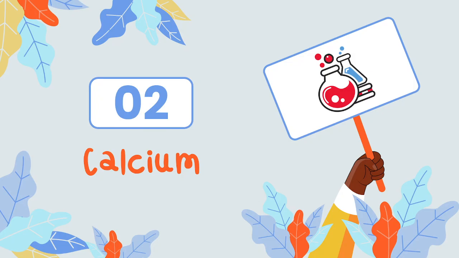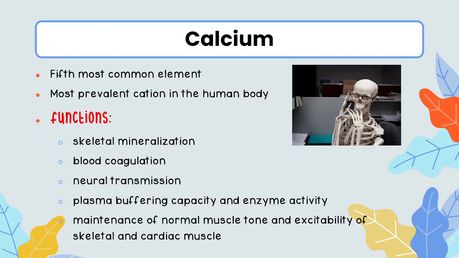Now we will proceed with calcium. Now, calcium is considered as your fifth most common element, and it is the most prevalent cation in the human body. Now, of course, whenever we talk about calcium, first thing that would always come to our mind would be all about your bones. So, syempre, because calcium is involved in your skeletal mineralization, blood coagulation, neural transmission, plasma buffering capacity and enzyme activity, and for maintenance of your normal muscle tone and excitability of skeletal and cardiac muscle.